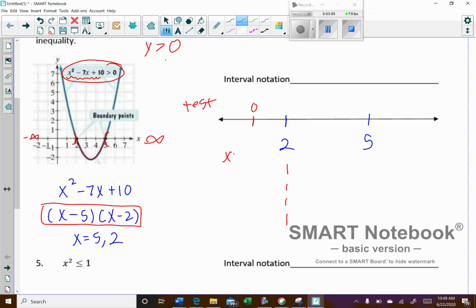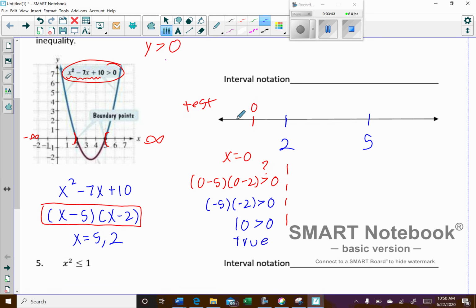If I let x equal 0, I'd have 0 minus 5 times 0 minus 2, and we want to figure out, is that greater than 0? I could have plugged it into the x squared minus 7x plus 10, and that's fine too. But as they get more complicated, you'll see that it'll be easier to plug it into this factored form. We end up getting negative 5 times negative 2. A negative times a negative is positive. 10 is greater than 0. That is true, so we know that this interval works.